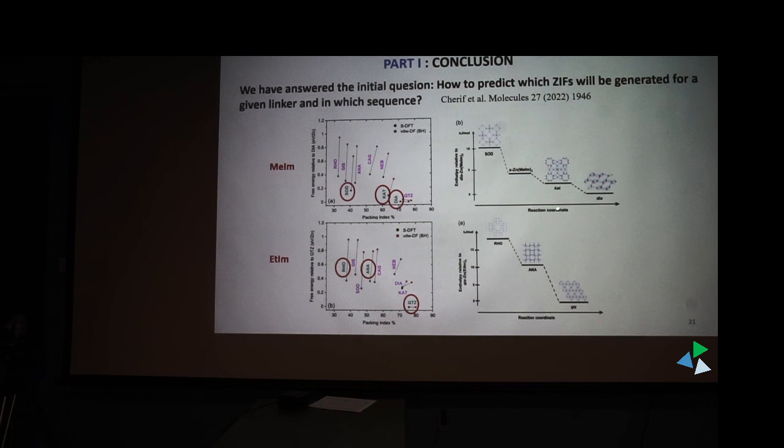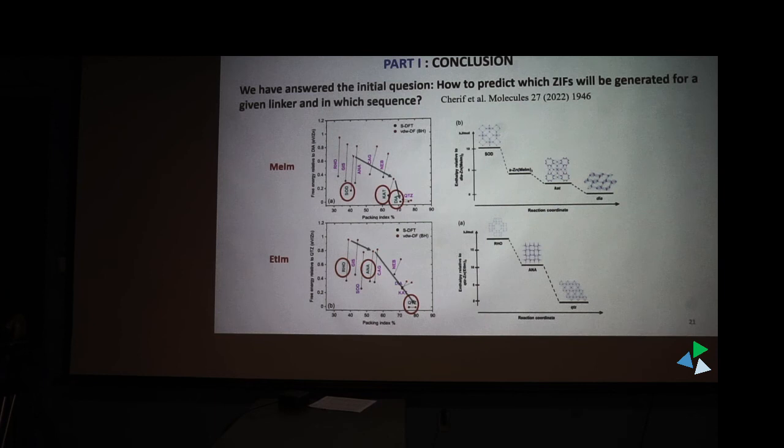Also, we can predict in which order they are going to appear, because by following the Ostwald rule, we know that we have to start with the SOD, then go to the CAT, and then to the DIA, and here the RHO, the ANA, and the quartz. So we are in good agreement with the experiment. Of course, the amorphous phase is not included in this calculation because we have no idea how to calculate such structures.